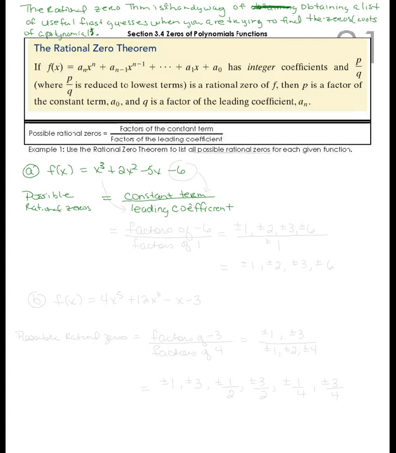So if I want to find all the possible zeros for this equation here, what is our constant term? The constant term is just a number. So your constant term is the -6. What is the leading coefficient? It is 1. Why? Remember, we said the term that has the highest degree is the term that has the leading coefficient, which is 1.